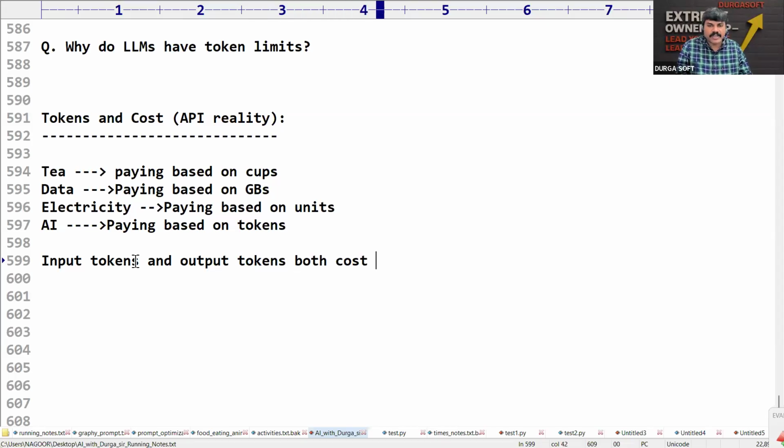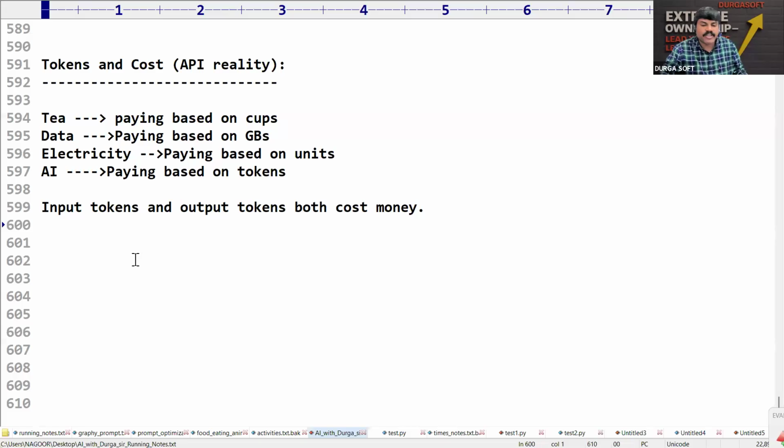Output tokens, both cost money. Okay, but this information you people should be aware of, friends. Whenever you are trying to communicate with an API, this knowledge is required. Maybe an interviewer may ask the question, why do tokens cost money?